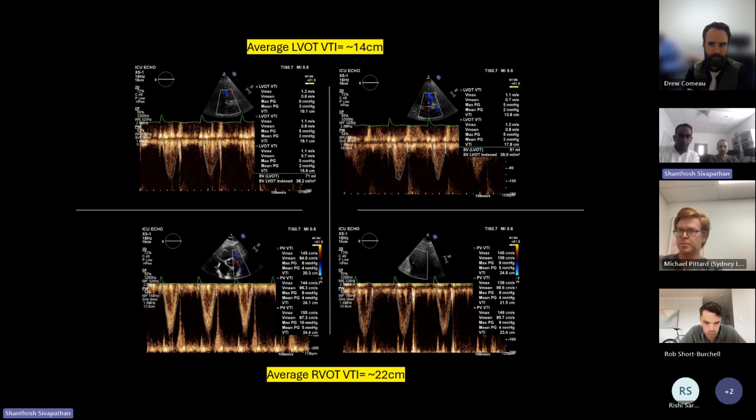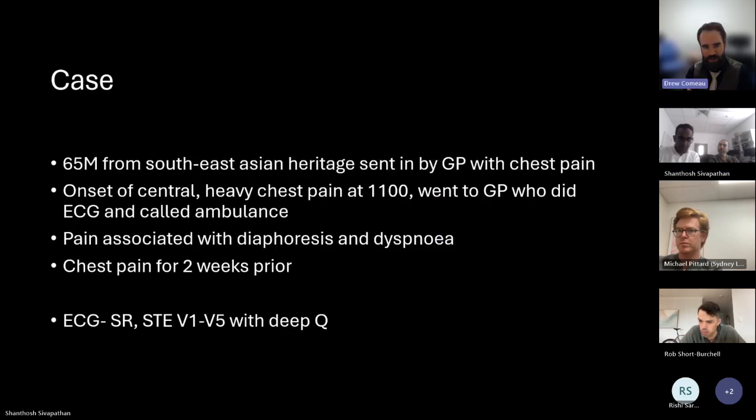All right, moving on to the next case. Sorry, Shanthosh, just a quick question. I'm surprised that there was mostly systolic flow between that VSD. It tells me that there's perhaps some chronicity, maybe some pulmonary hypertension. Is that fair to say?